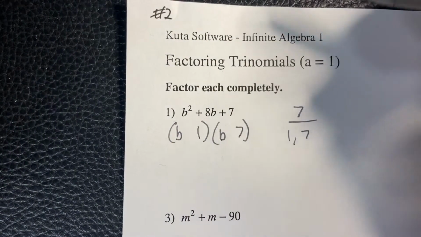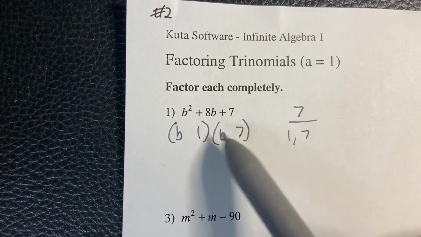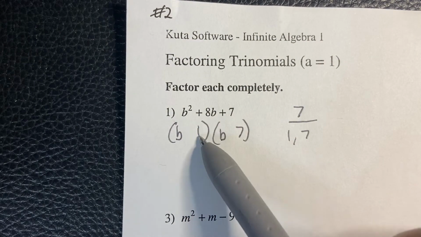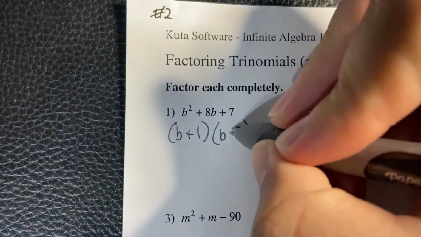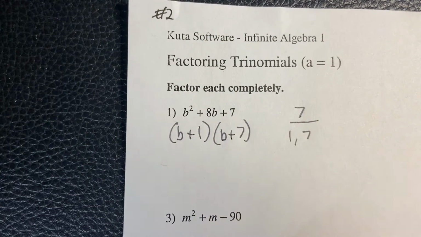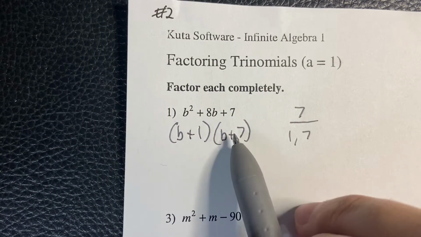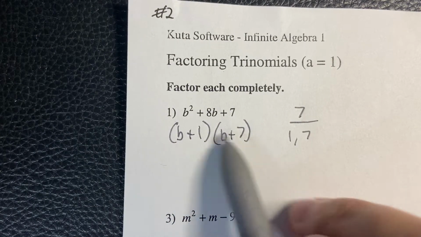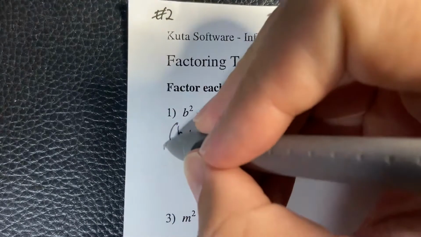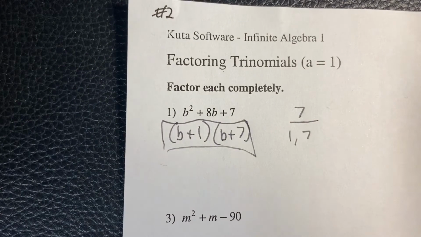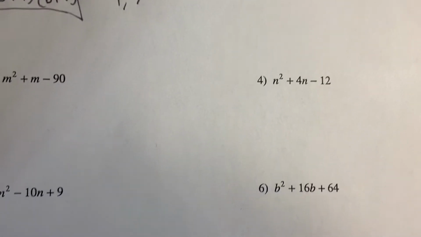You're now asking yourself what signs the 1 and the 7 have to be to get a positive 8. So 1 plus 7 is 8, which works out to be both positive. If either of these were negative, that wouldn't work out because it'd be a subtraction type thing and it would get 6 or something, and then this would be a negative, so that doesn't work out. So there's your answer, boom, done. Okay? Sloppy box.